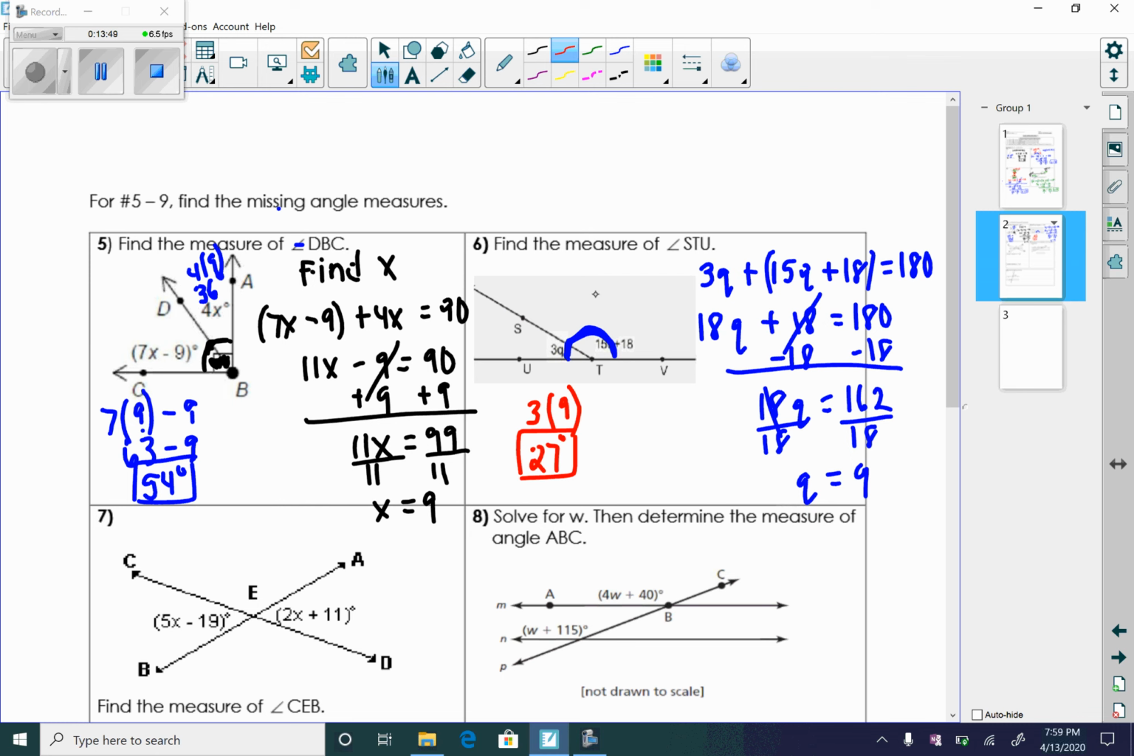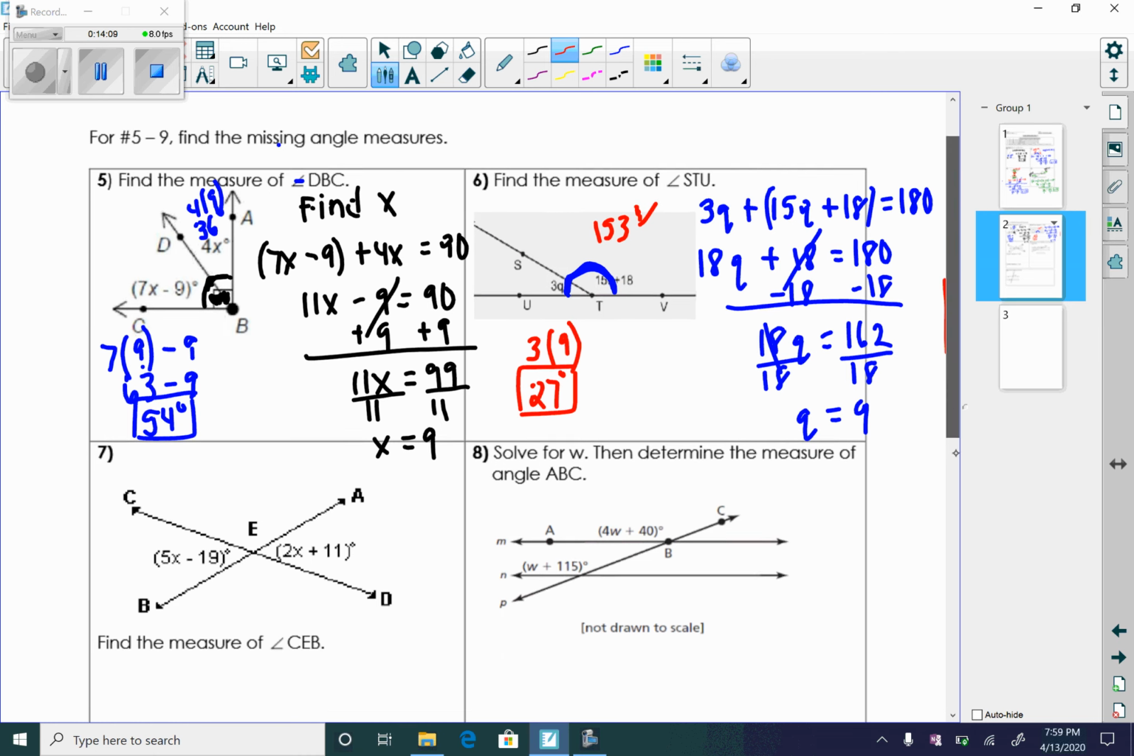Again, this angle here had better be 153. Otherwise, we did the problem wrong. And if you do 15 times 9 plus 18 on the calculator, it does check. It does come out to be 153. So we know that we did the problem correctly.